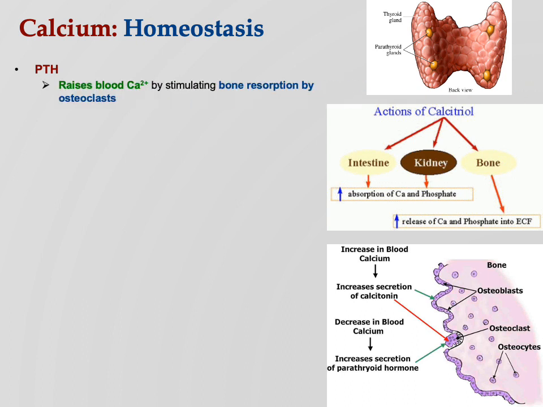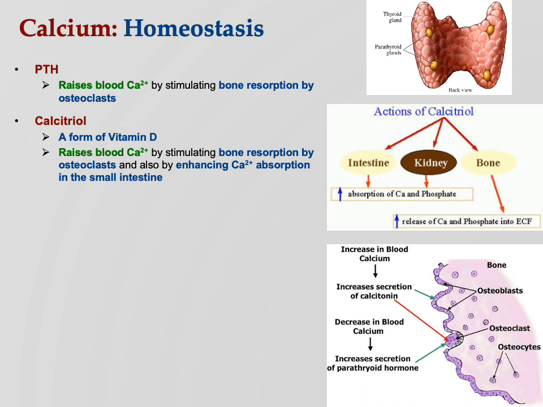PTH, parathyroid hormone, raises blood calcium by stimulating bone resorption by osteoclasts. Remember osteoclasts, the cells in the bone that break down bone. They release calcium, which returns to the blood. PTH stimulates that, okay? Calcitriol, also vitamin D, all right, raises blood calcium as well by stimulating bone resorption by the osteoclast, just like PTH. But the big deal with calcitriol, vitamin D, is it helps you absorb calcium in the small intestine. So dietary calcium, calcitriol really helps that.